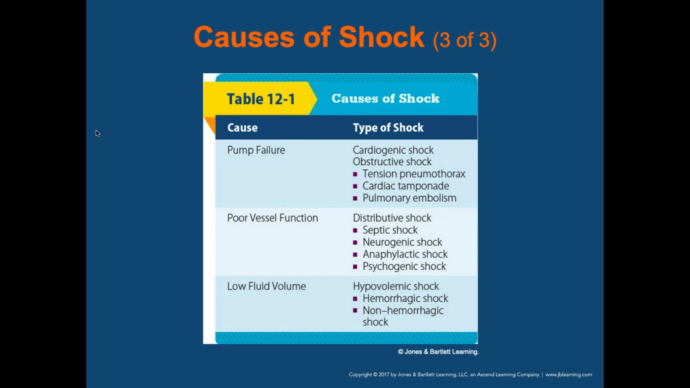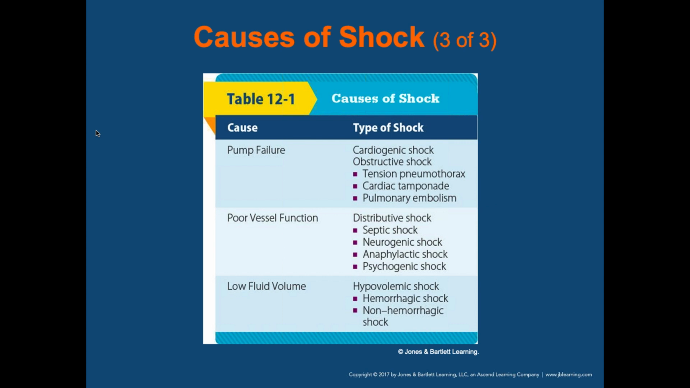Low fluid volume will be caused by trauma, fluid loss from GI tracts, so vomiting, diarrhea, can also lower the fluid component of blood as well. So obviously GI bleeds. So if they're crapping out blood, vomiting blood, esophageal varices is another one. You can have significant fluid volume loss of blood.